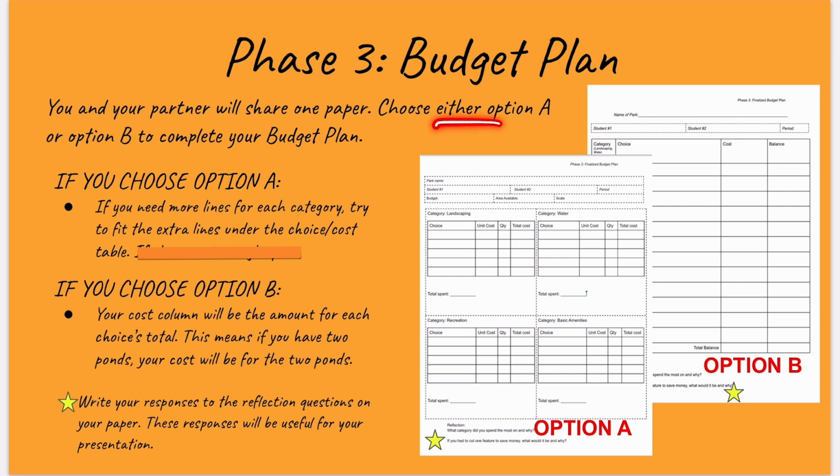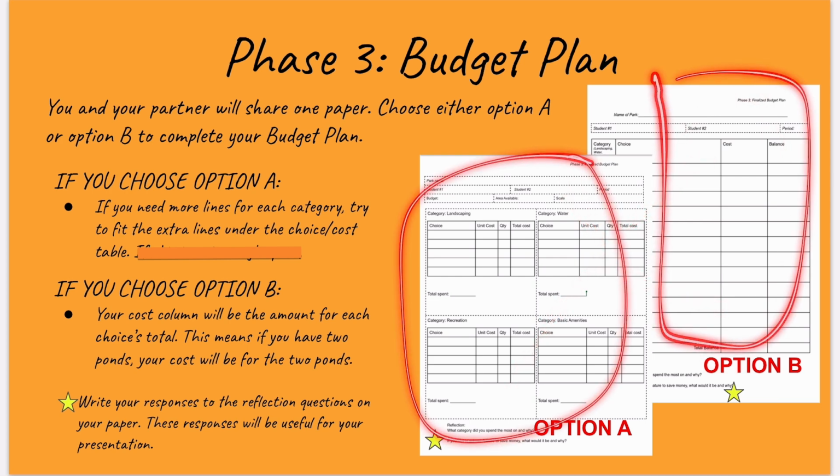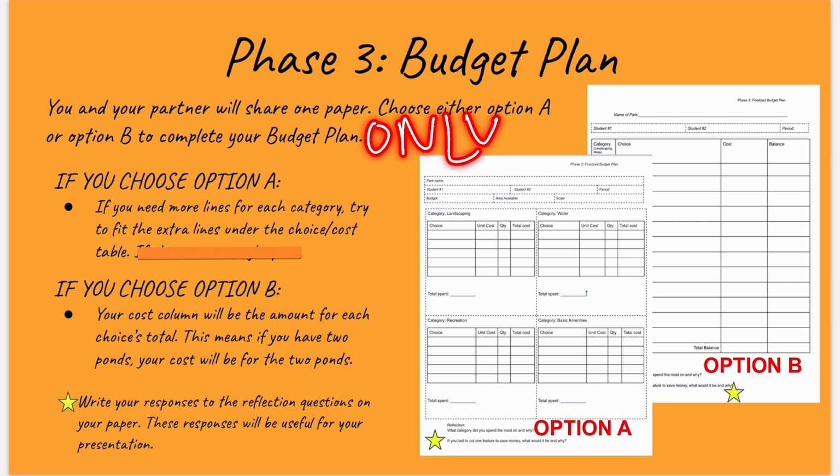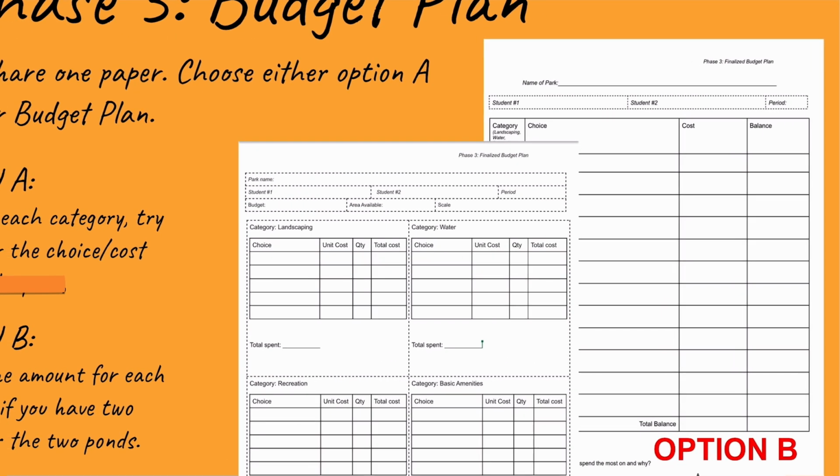You choose either option A or option B. Do not do both. Choose one only. Okay? If you choose option A and you need more lines, just write it on the bottom. If you choose option B, please specify. If you get 2 ponds, you would say ponds times 2. If you get 3 fountains, you would say fountains times 3. And then this cost would reflect fountains cost times 3.